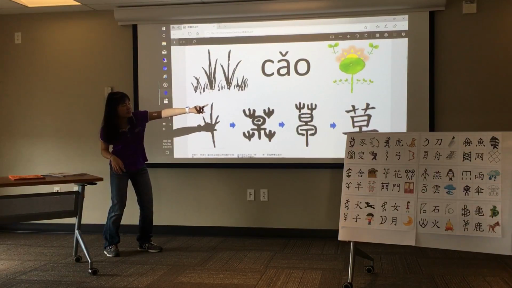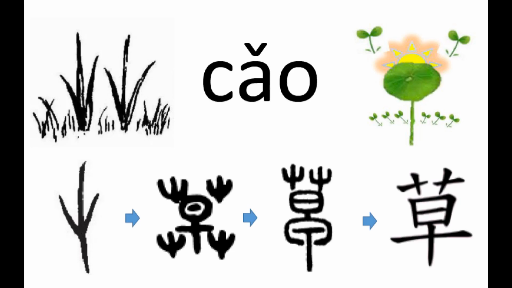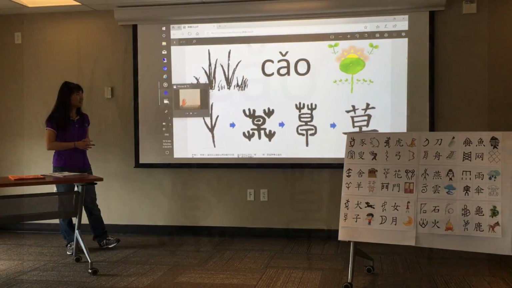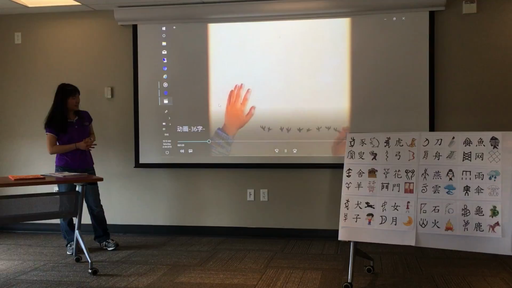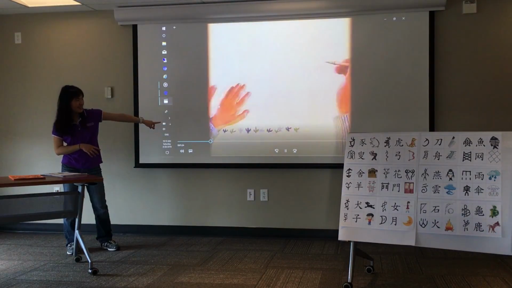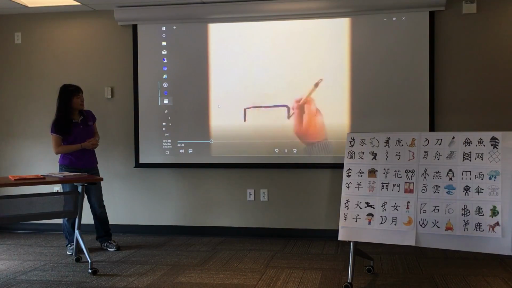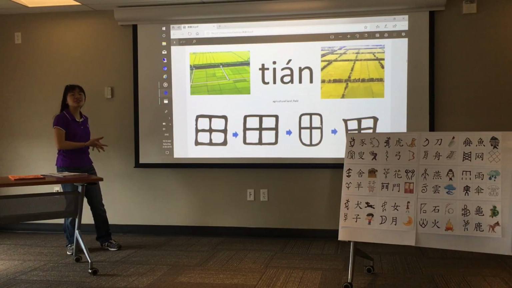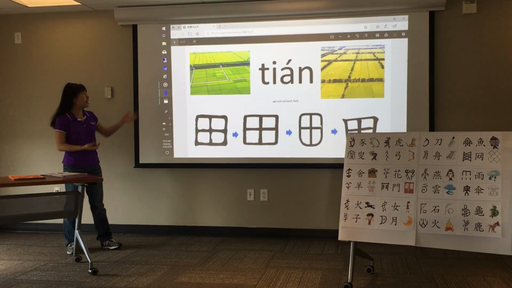And you can still see the little stalks of grass on the top. And the word for grass is pronounced cao. Repeat after me, cao. Cao. Yes. Cao. 好了，来，这个像 Oh, yes. This is a word for agricultural land or field where farmers plant their crops in.